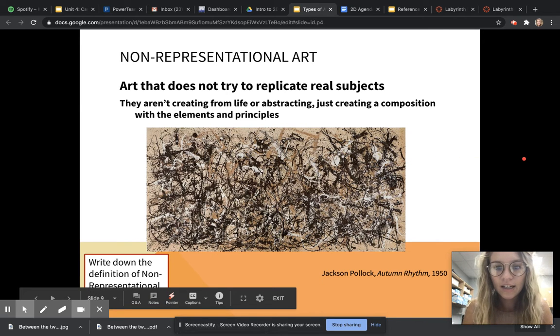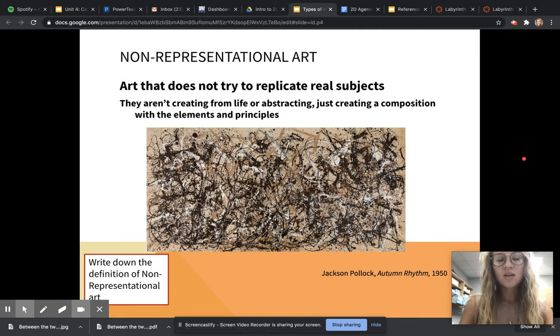So they aren't creating anything from abstraction. It's just strictly elements and principles. So you can kind of think back to our Labyrinth project when we first learned about how to make patterns, and we were trying to really make sure we weren't taking anything from real life, no real life imagery. Those would all be examples of non-representational art patterns that we used.